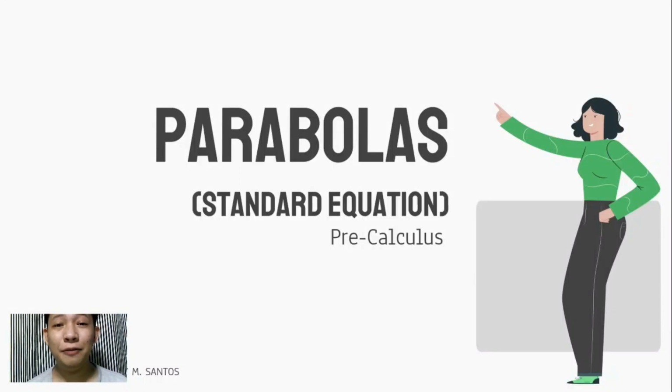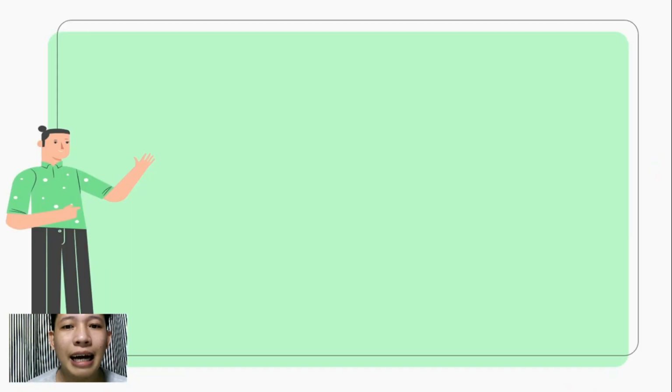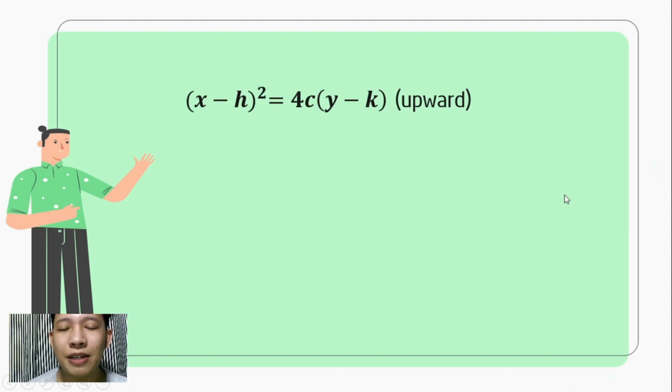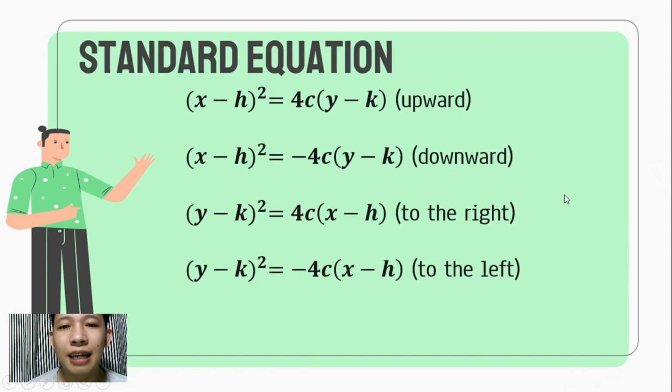Good day everyone. So for today's video, we're going to discuss parabolas and its standard equation wherein the vertex is at (h, k). From our previous video, we have discussed the standard equation of the parabolas wherein the vertex is at the origin. Now, these are the standard equations of the parabola given that the vertex is at (h, k).